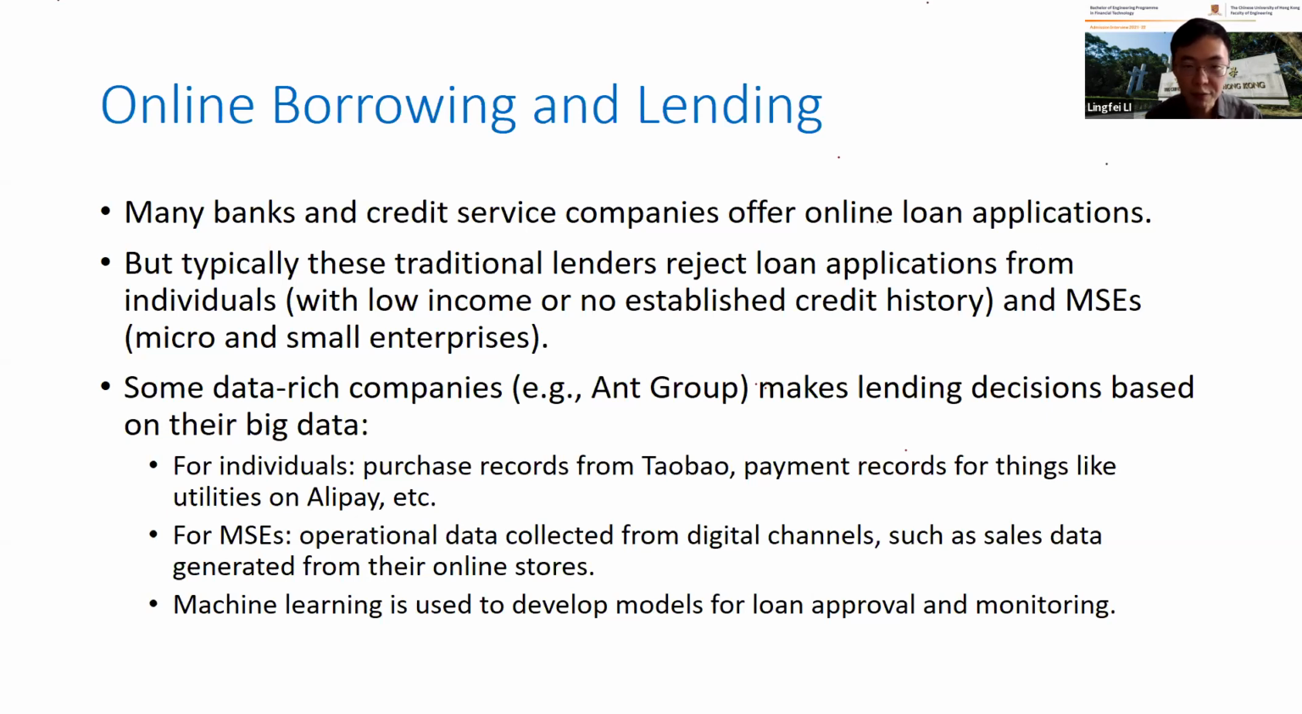So Ant Financial is willing to lend to individuals with low income and also to those MSEs. Okay? And the reason is that why they dare make such a decision. I mean, it's not because they don't care about default probability. They care about it so much. But why do they dare to lend to those people and the conventional banks don't?